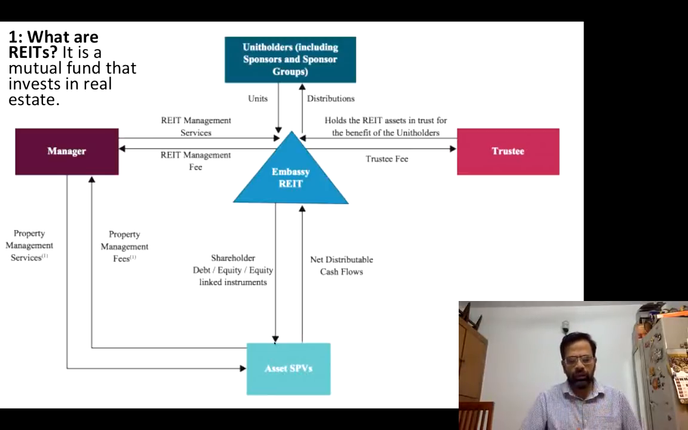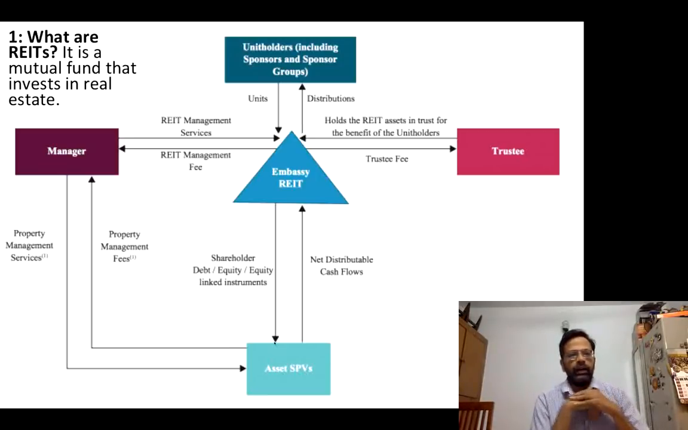So the minimum investment amount for a real estate investment trust is about 2 lakhs, and for an infrastructure investment trust it is about 10 lakhs for the retail public. So that's a little high ticket affair. So we'll not talk about infrastructure trusts in this video.